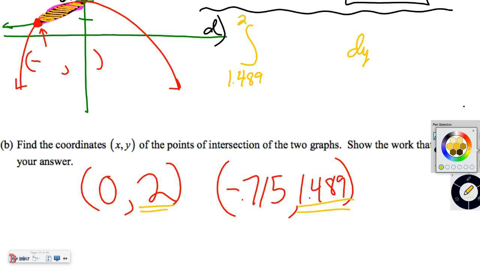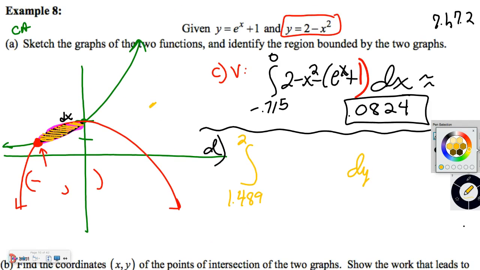Now I need the right function, but everything's about y. Which one's on the right? The e to the x one or the quadratic? E to the x. You need to solve it for x, because it's to the right. It's an x coordinate. So you're going to say it's y minus 1 equals e to the x.